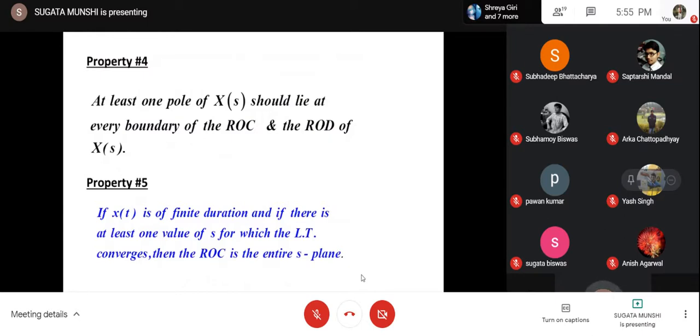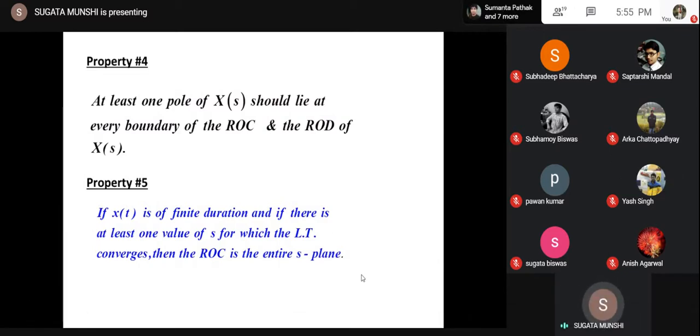Property 4 is what I have mentioned already, that at every boundary of the ROC and the ROD, there must be at least one pole of X(s). That means at least one pole of X(s) should lie at every boundary between the region of convergence and region of divergence of the Laplace transform.